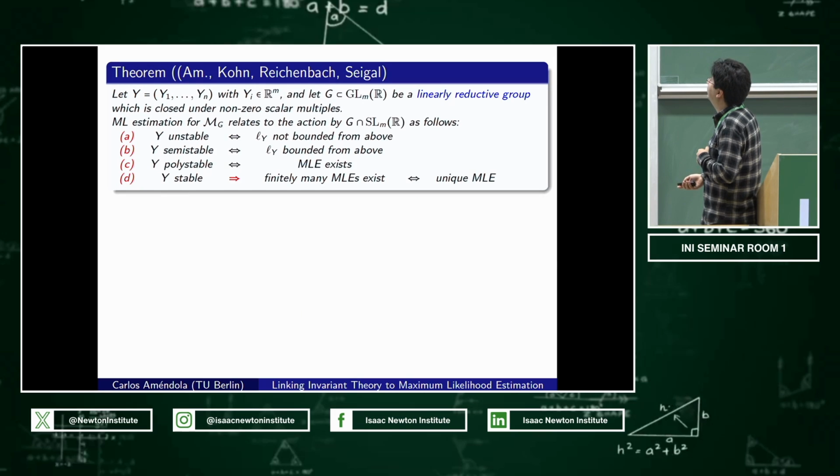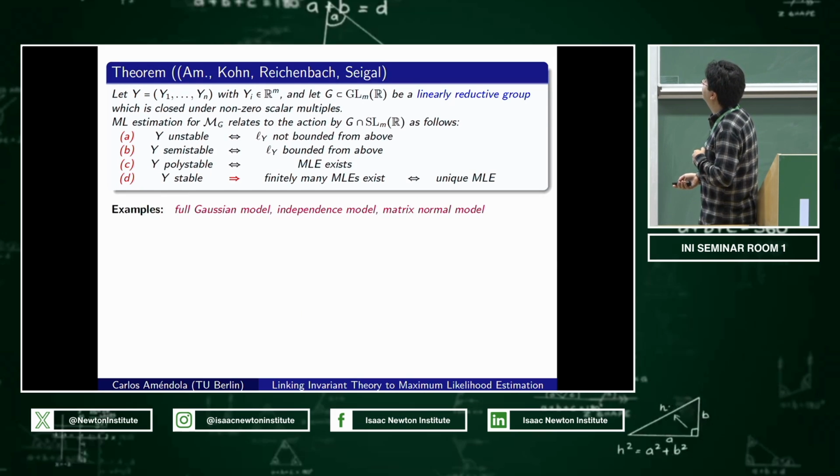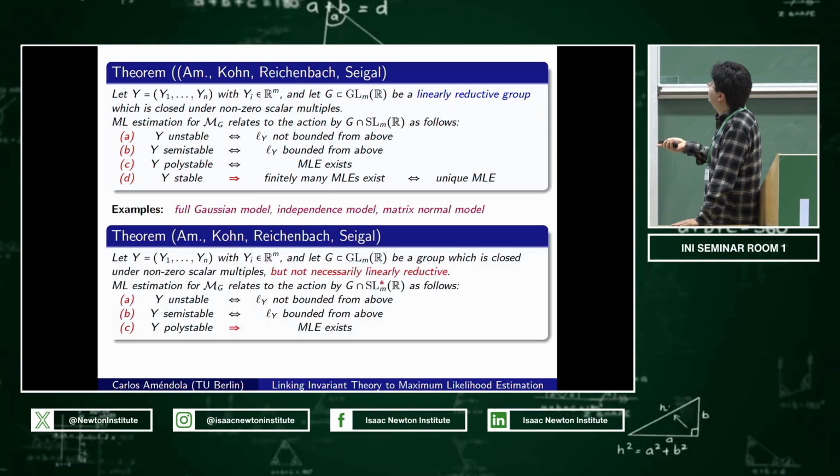So here I have two other versions of this. Let me see. Yeah, so this version where we're over R, GL_n(R), then, for example, here we lose this equivalence. So there could be finitely many MLEs, but that doesn't mean necessarily stable. It will be polystable. And these are examples, the independence model we talked about, a matrix normal model I mentioned but didn't define, they all fall into this case.